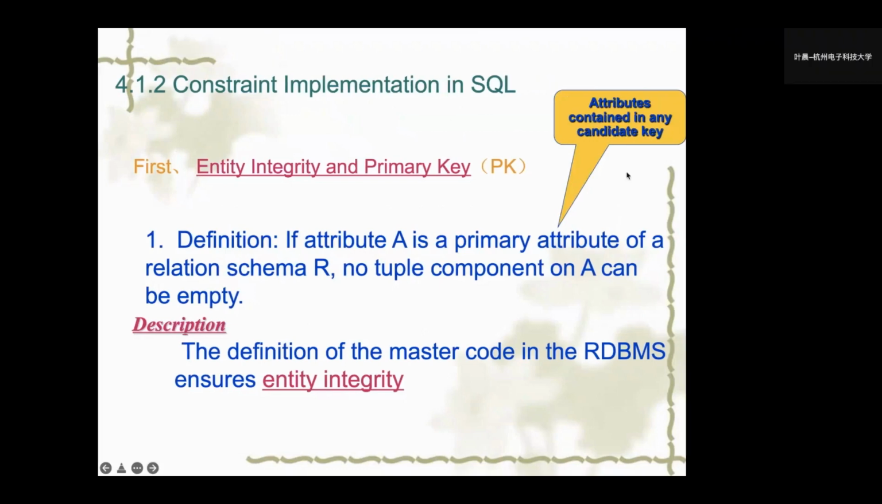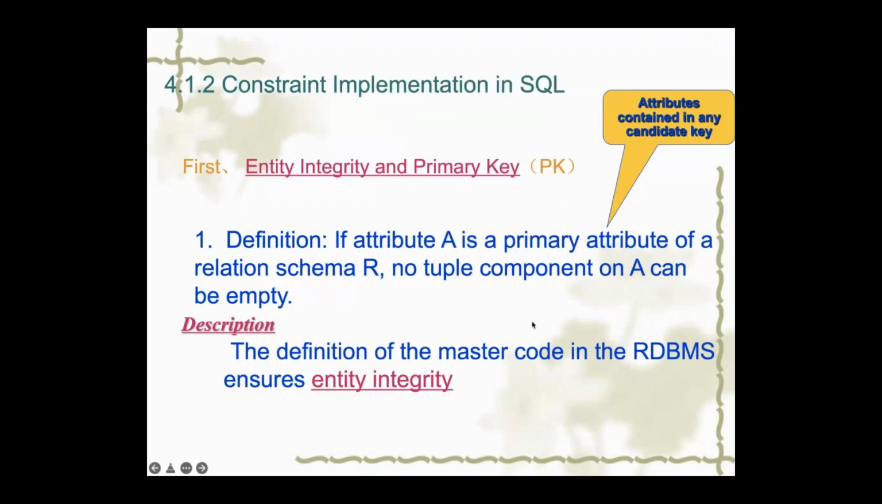And we know that the primary attribute, as we call it, refers to the attributes contained in any candidate key, and this kind of attribute should not be null.